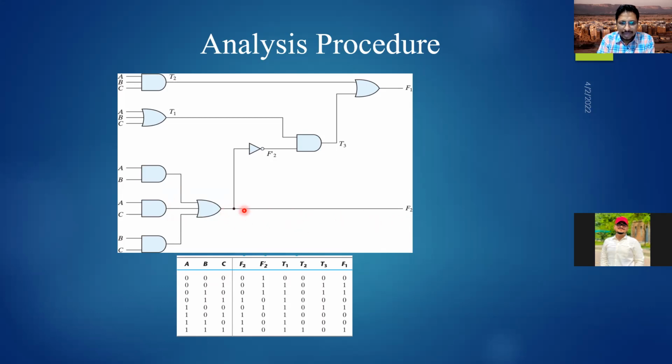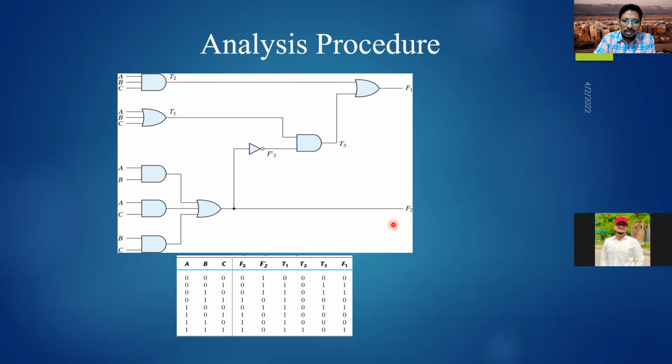And if I take this output from here and put it inside the inverter, it will give me F2 prime, the opposite result. And when I add F2 prime with T1, it will give me T3. Now, if I want to calculate F1, it is very easy: it is T3 times T2. So I write my inputs instead of T2, and I write the inputs instead of T3, and that's it.